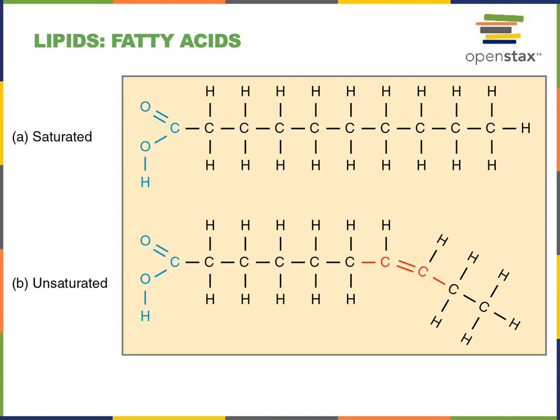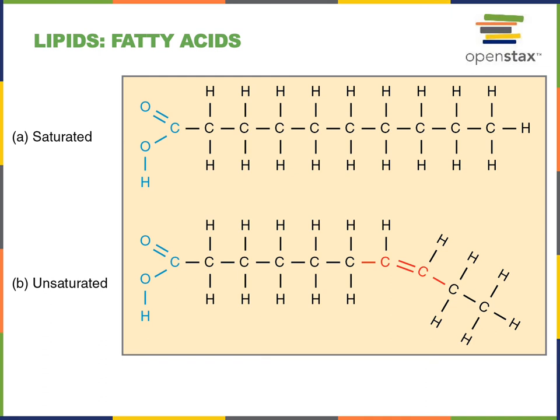In contrast, an unsaturated fatty acid has at least one double bond joining adjacent carbon atoms. And because those carbon atoms have that double bond, there are two less hydrogen atoms in a fatty acid as a result of that double bond. There may be only one double bond in an unsaturated fatty acid, as is shown in this illustration, or there are also polyunsaturated fatty acids that have multiple double bonds.